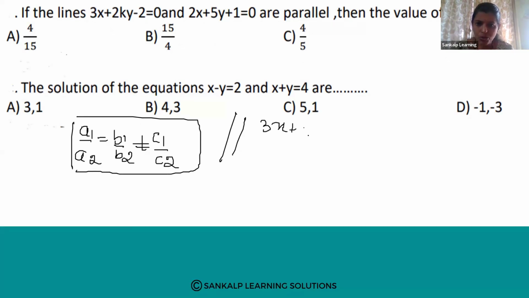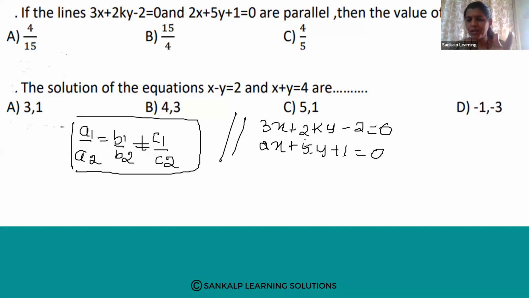3x plus 2ky minus 2 is equal to 0. 2x plus 5y plus 1 is equal to 0. This is a1, this is a2, this is b1, this is b2, this is c1, this is c2. We know the values of a1, b1, c1 and a2, b2, c2. Now compare the ratios. a1 divided by a2, that is 3 divided by 2. b1 divided by b2.